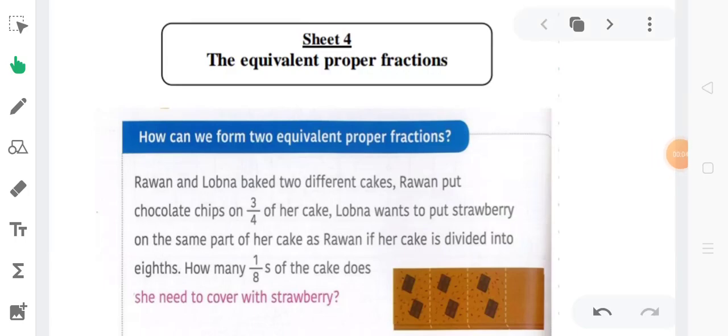Today our lesson is about the equivalent proper fraction. How can we form two equivalent proper fractions? Let's see this problem. Let's read it together.